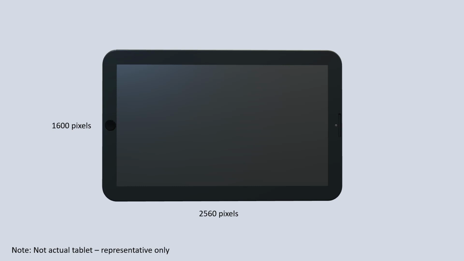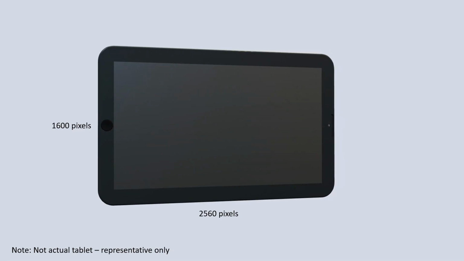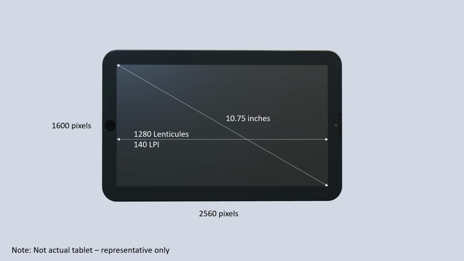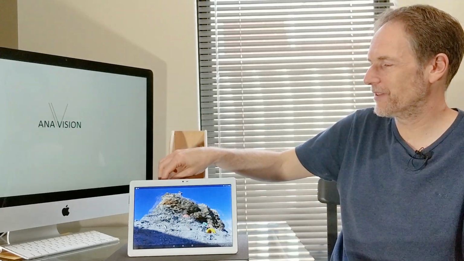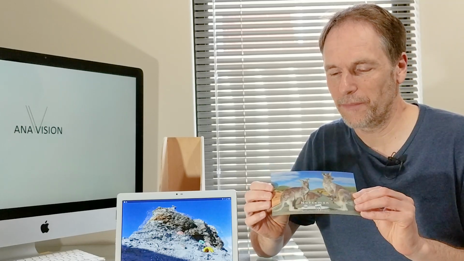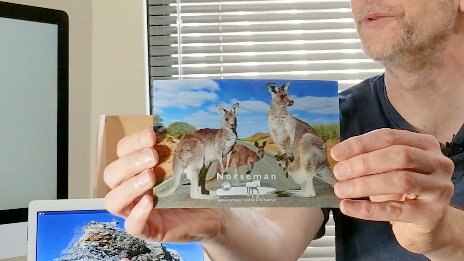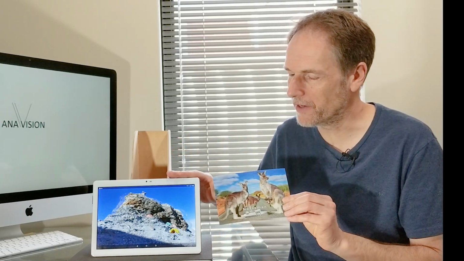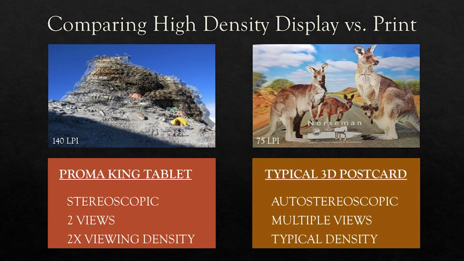So let's just have a look at the figures for that for a moment. The lines per inch for this lenticular film that's on top of this screen is 140 LPI. Now, just as a comparison, I've got this postcard here. This is a traditional sort of lenticular postcard that I'm sure you would have seen before. It's some kangaroos that I just picked up in Norseman a few weeks ago. And this one has a lenticular film on it that has a pitch of 75 lines per inch. So it's about half of what you have here. And you do notice that the pixel density of this is quite reasonable. So having a screen that has a pixel density that is greater than this, well, that's quite good.